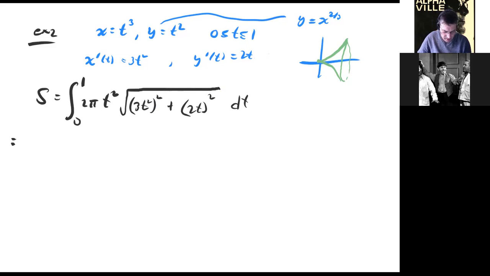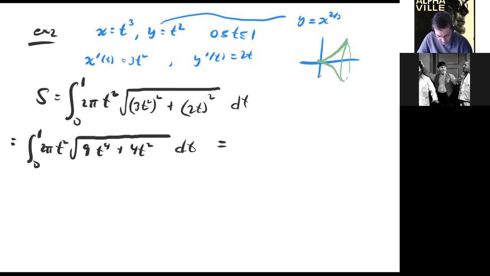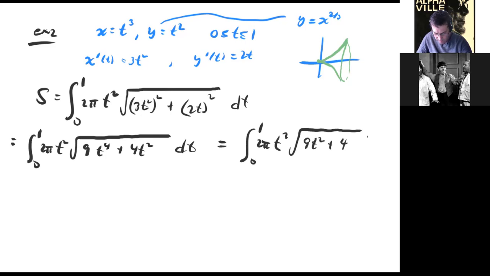However, we can factor out from the integrand. Let's first expand the integrand. So the integral from 0 to 1 of 2 pi t squared times the square root of 3 squared is 9, t to the 4th plus 4t squared dt. And if we factor out a t squared from the integrand and bring it through the square root, that gives me an integral from 0 to 1 of 2 pi times t cubed times the square root of 9t squared plus 4 dt.